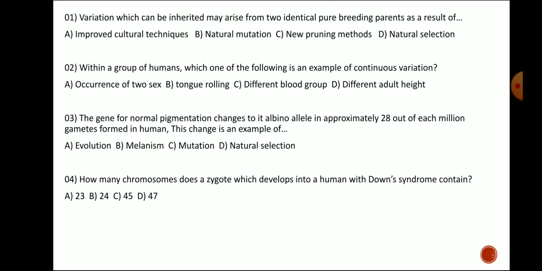So in the case of Down syndrome, the number of chromosomes is 47. That's why this disease takes place due to an abnormal number of chromosomes in the zygote. So its correct option is D, that means 47 chromosomes.